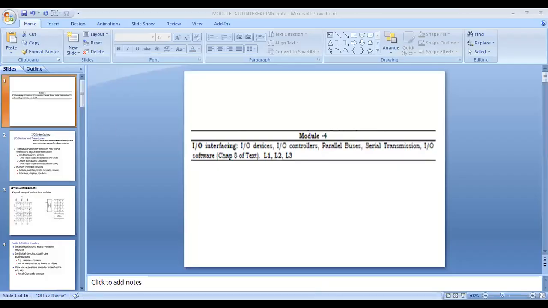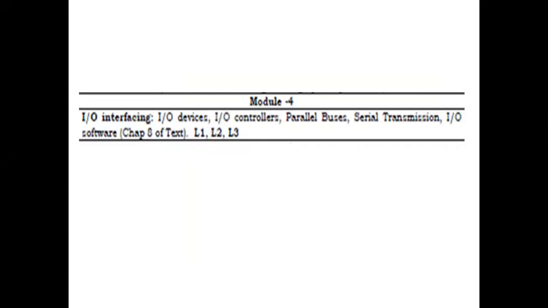Yeah, good morning. So in the previous video, we had started module 4. Module 4 in DSDV is IO interfacing. Like in module 3, we had seen the embedded system, how the embedded system operates, and the various types of ICs.